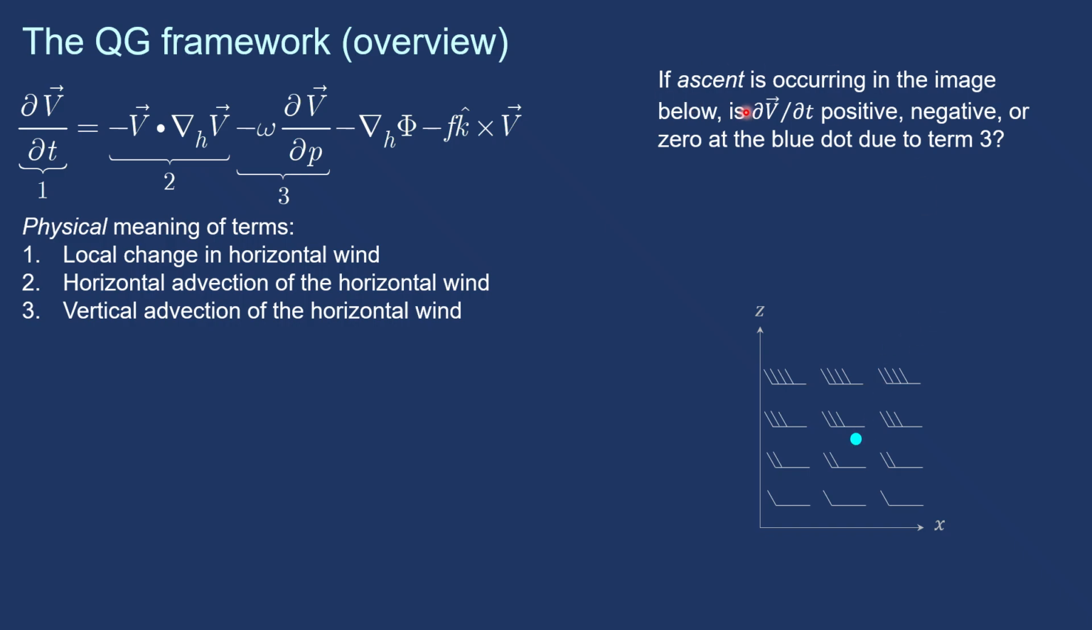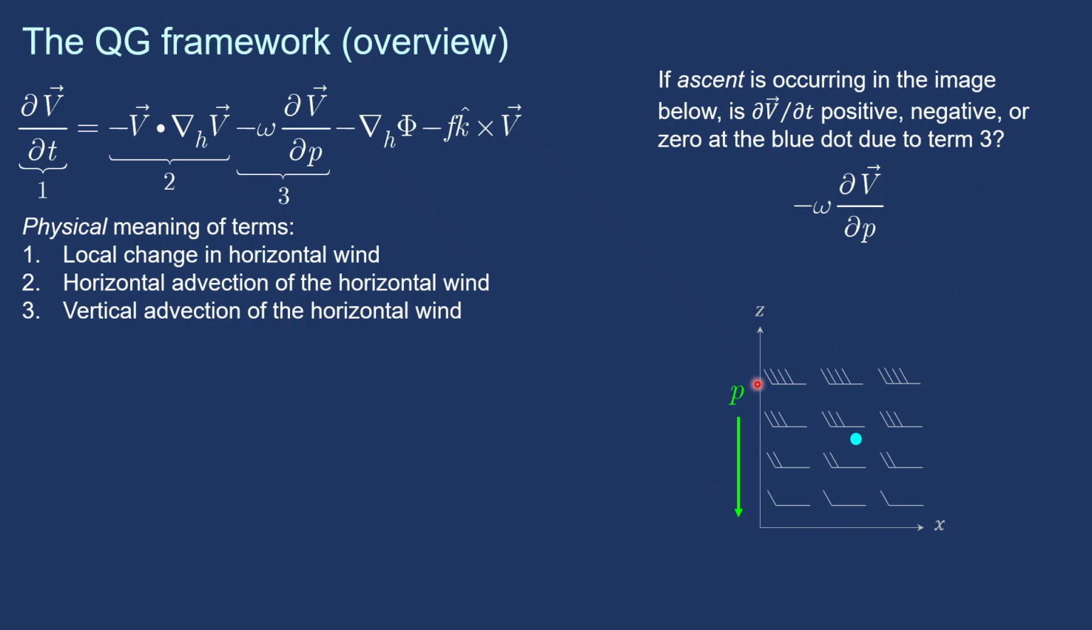And if we assume that there is net ascent occurring in the image, so there's a tendency for the air to want to rise, is the local tendency in the horizontal wind, that is partial v vector partial t, positive, negative, or 0 at the blue dot due to the impact of term 3? So now we'll ignore term 2 and only consider term 3 in its influence on partial v vector partial t. Once again, we'll write down the term and then assign signs to all of the various values in this term.